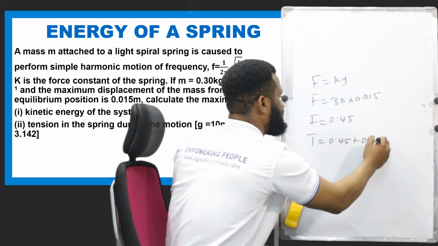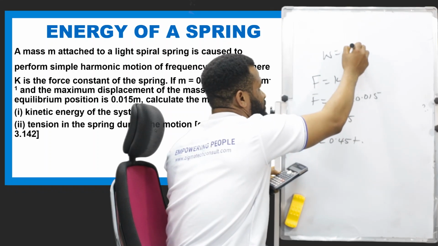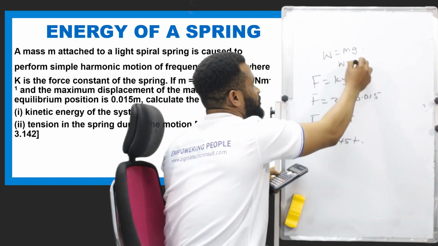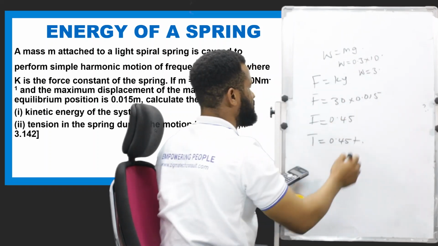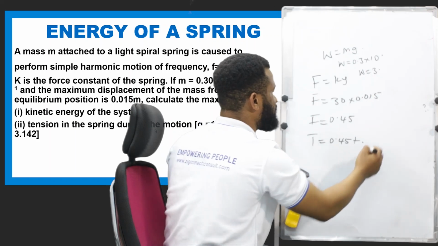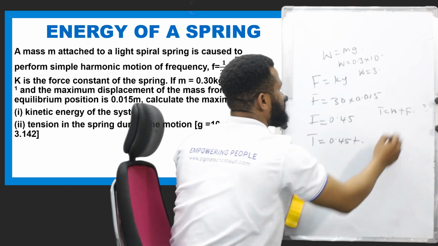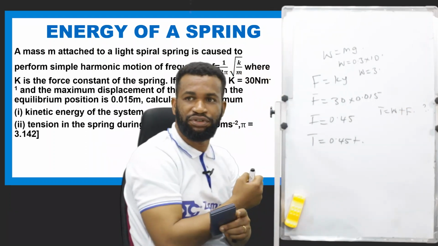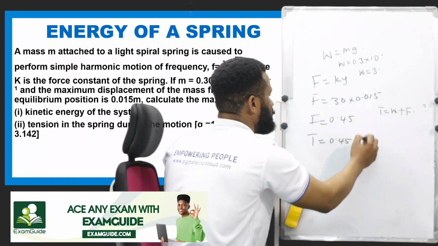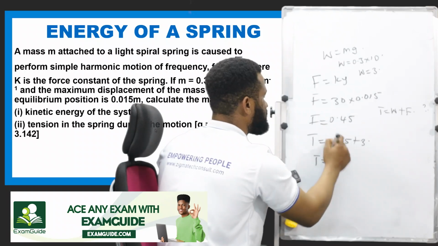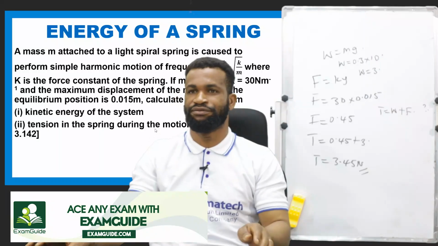Sorry, let me put it this way. Weight is going to be mass times acceleration due to gravity, so mass is 0.3 times 10, and the weight is going to be 3. Like I said before, the tension is the weight plus the force. The two of them put together give you the tension. So tension is going to be 3 plus 0.45, which is 3.45 Newton. That is the tension in the spring.